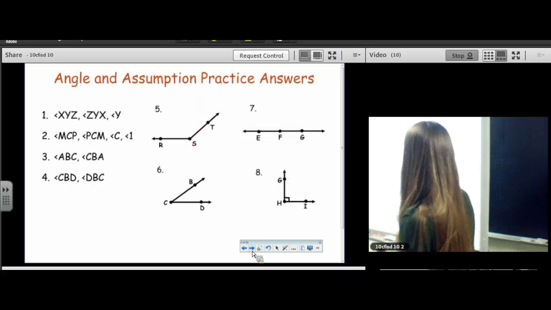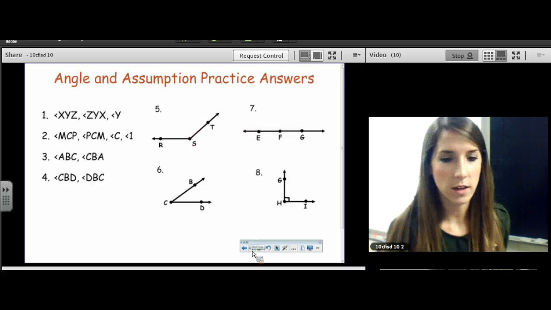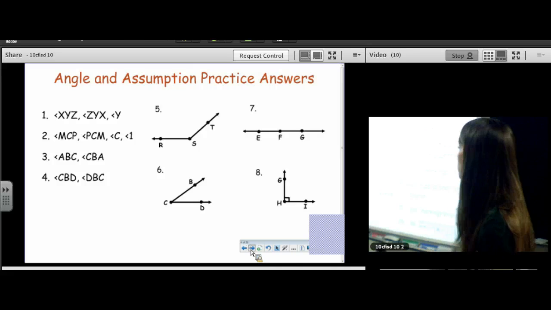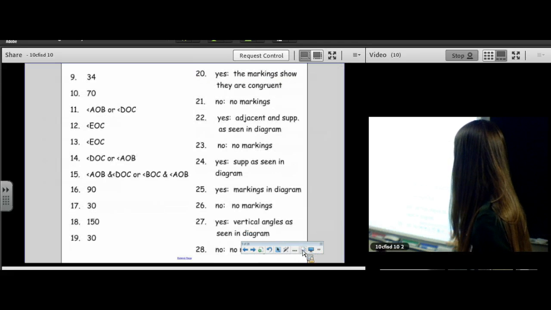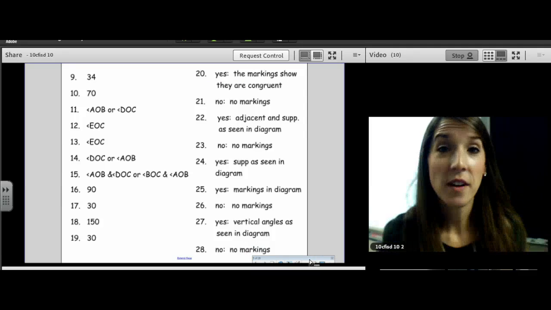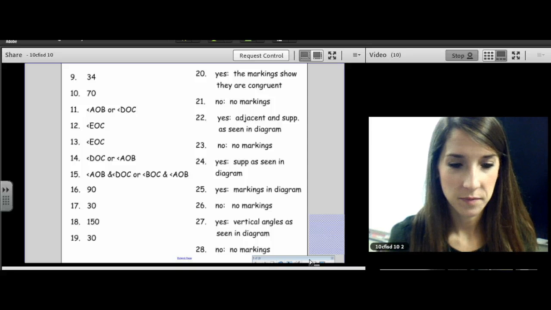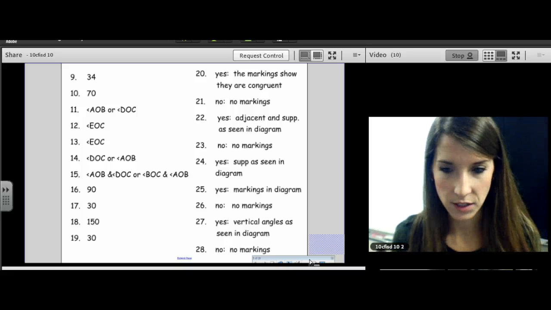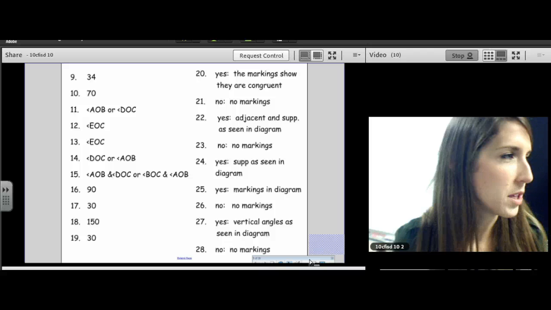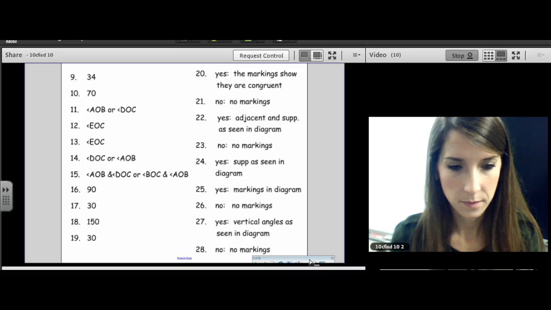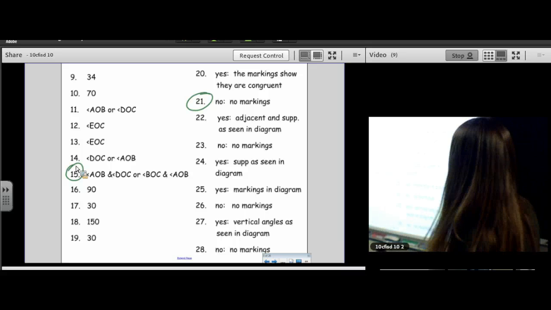All right, let's check that homework because that's always what we do next. We check the homework. Let's move on to the next page of answers. How'd you do on the assume, not assume at the bottom there? Not so bad? Yes, Adriel, this is the homework answers. It was called Angles and Assumptions, I think. Angle and Assumption Practice. Okay, so I'm going to go over number 15 and number 21.